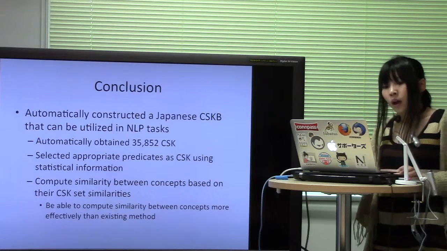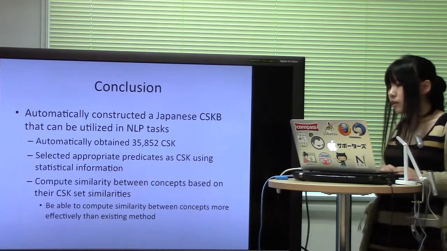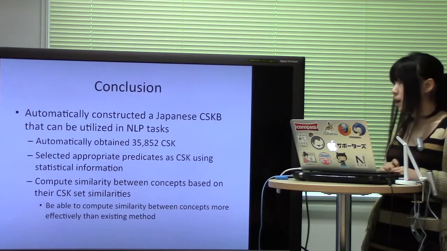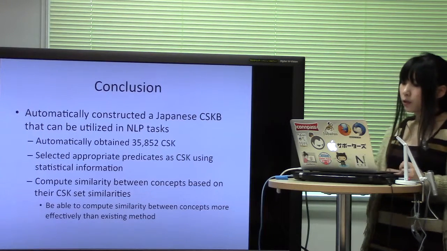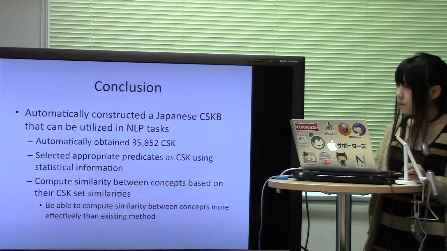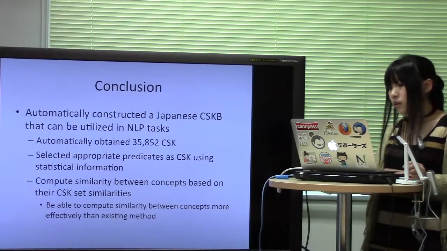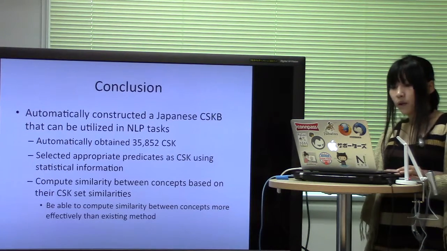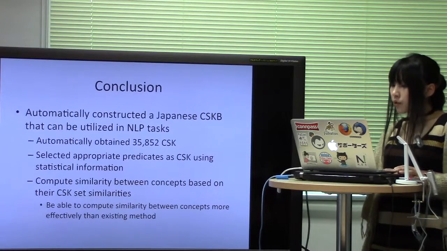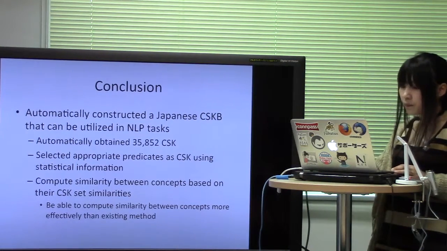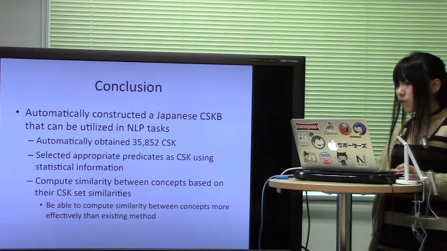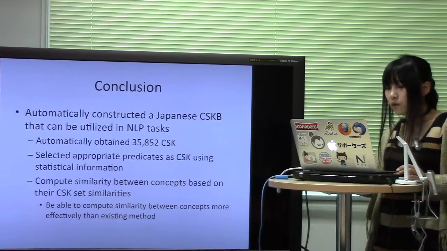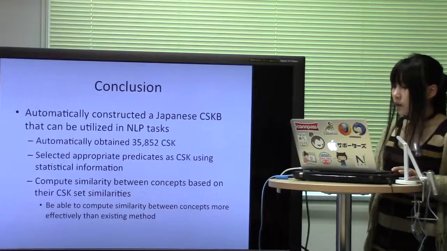Okay, conclusion. In this study, we automatically constructed a large amount of common sense knowledge that can be utilized in many NLP tasks. And we automatically obtained about 35,000 common sense knowledge. Moreover, we selected appropriate predicates as common sense knowledge using statistical information. Then, we confirmed that our approach was able to collect a higher number of appropriate common sense knowledge. And we computed similarity between concepts based on their common sense knowledge set similarities. The method is able to compute similarity between concepts more effectively than existing methods.